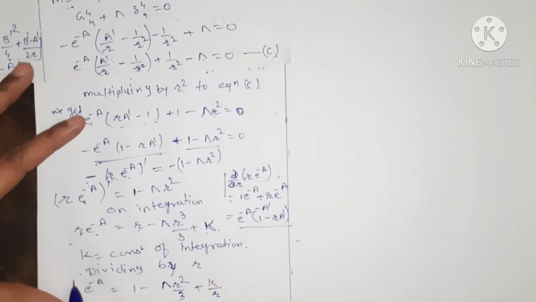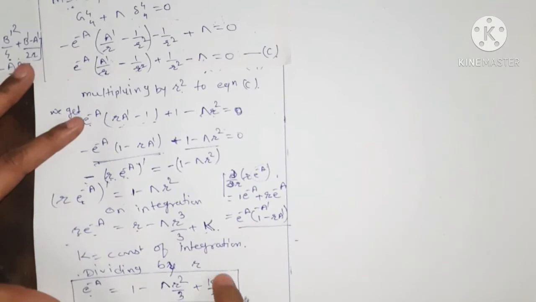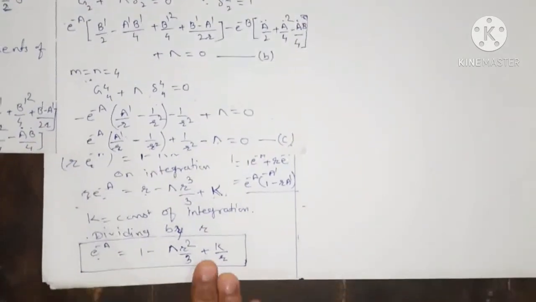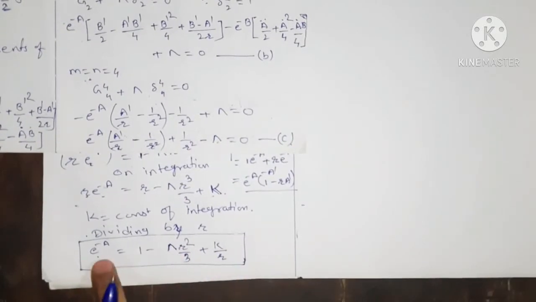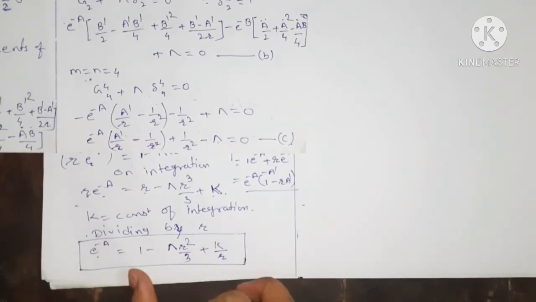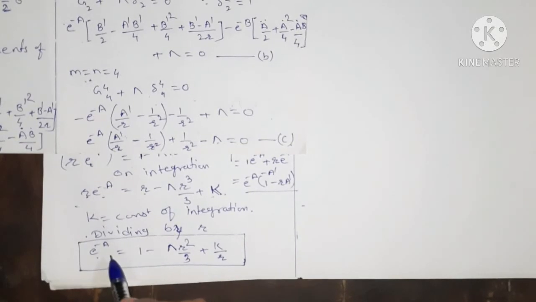Okay, so we get the value of e to the power minus a, which is equal to 1 minus lambda r square upon 3 plus k upon r. So see here, e to the power minus a is independent of the time coordinate. The time coordinate is not present in the formula of e to the power minus a. Similarly, we find the value of e to the power b, that is, we find the value of a in terms of b, and we get that e to the power b is also independent of the time coordinate.